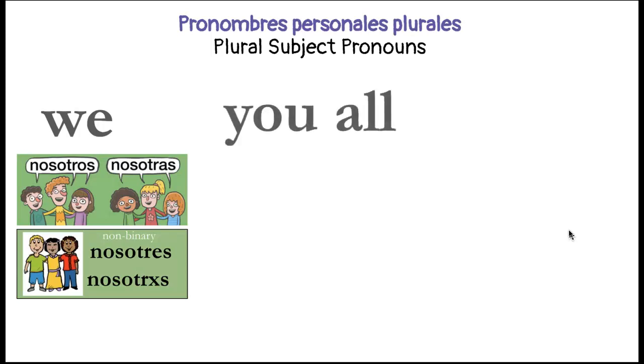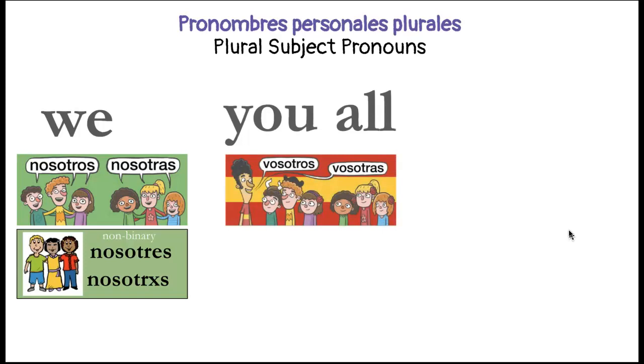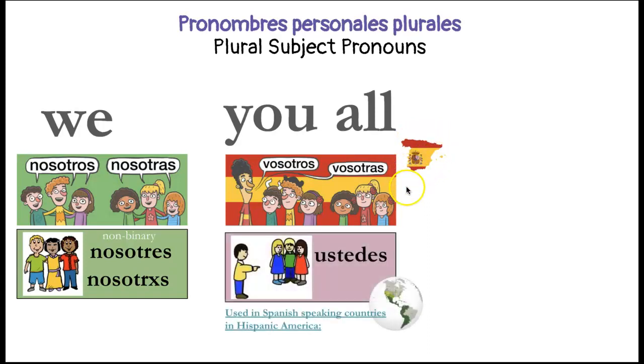Then we have you all. We have vosotros, vosotras. Maybe some of you have heard of this. This is only used in Spain and not used in all the places in Spain, only in the central and northern region of Spain. The southern region of Spain and Latin America or Hispanic America, we use ustedes. Here's a map of all the Hispanic American countries. If you want to know more about what I mean with Hispanic America, you can click here. But basically, it's all the Spanish-speaking countries in the American continent.